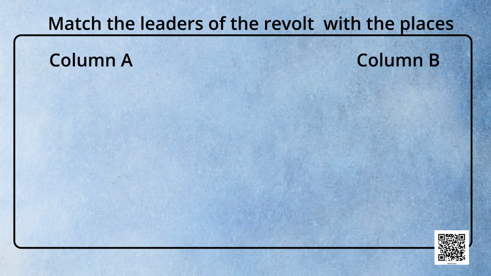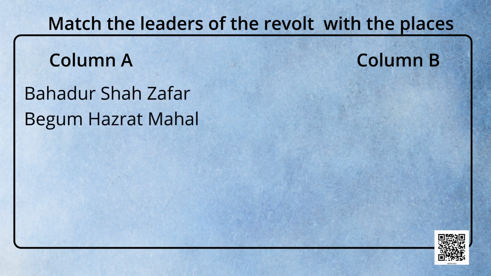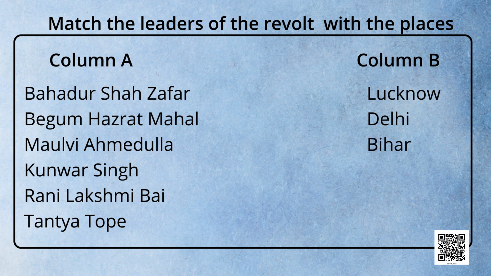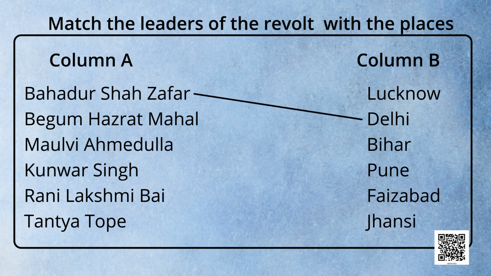In column A, the leaders are Bahadur Shah Zafar, Begum Hazrat Mahal, Maulvi Ahmadullah, Kunwar Singh, Rani Lakshmi Bai, Tantya Tope. And in column B, the places are Lucknow, Delhi, Bihar, Pune, Faizabad, Jhansi. Okay, children. Now I would like you to match Bahadur Shah Zafar with the city. Delhi, that is correct. Begum Hazrat Mahal, Lucknow, Maulvi Ahmadullah.